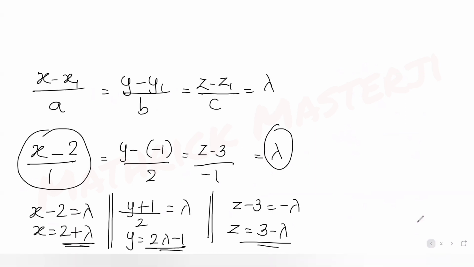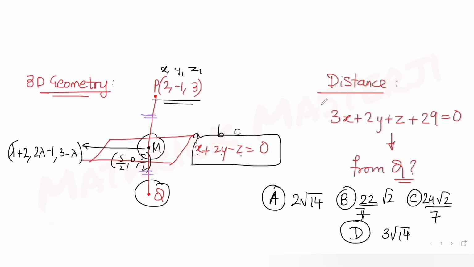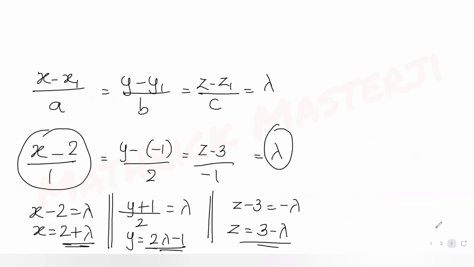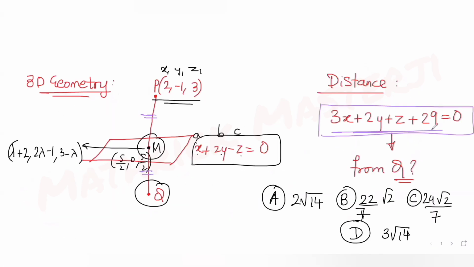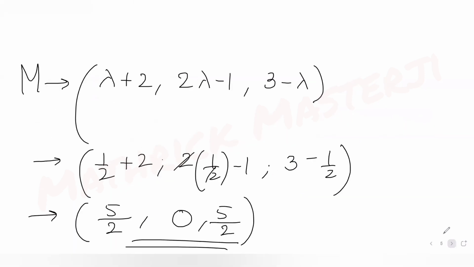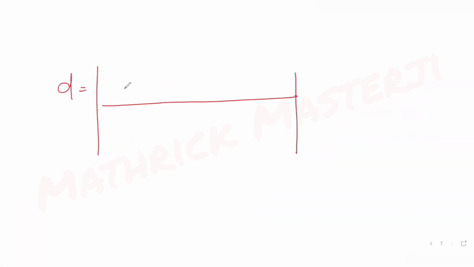Now I have been asked in the question to find the distance of this plane from this point Q. So if I have to find the distance, we know the idea for perpendicular distance. If I apply the idea there, the perpendicular distance of that plane from the point Q is given by the mod of the entire plane's equation, that was 3x plus 2y plus z plus 29. So instead of x, y, and z, I'll put the coordinates of Q.